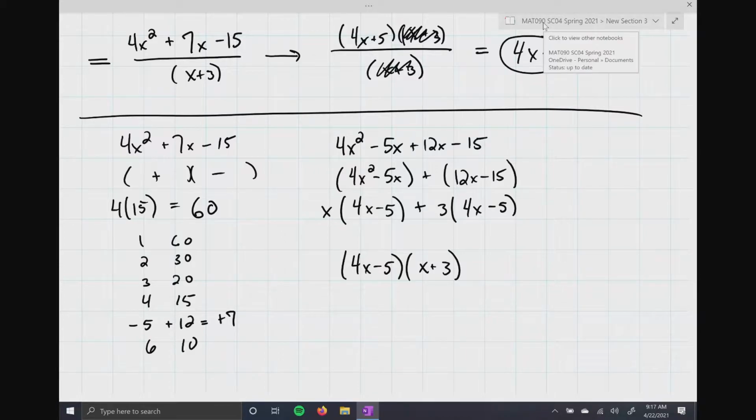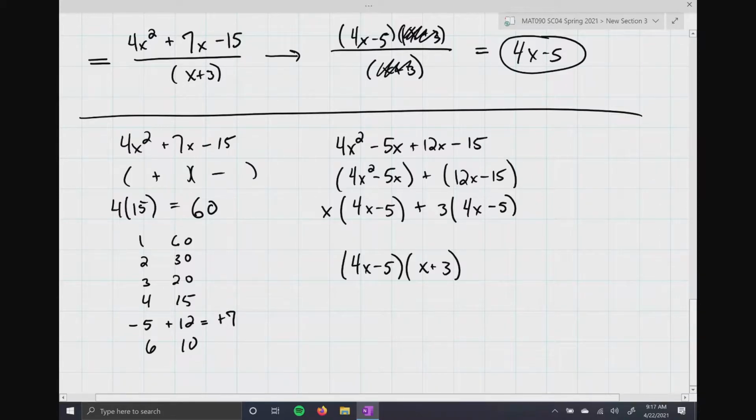Okay? Are there any questions? I have a question about this. Yeah, go for it. How you move the 4x minus 5 up there? Oh, I just copied it down wrong. Okay. I still got the same answer, but I literally copied it down wrong. Okay. All right? Don't kill me for that, okay?